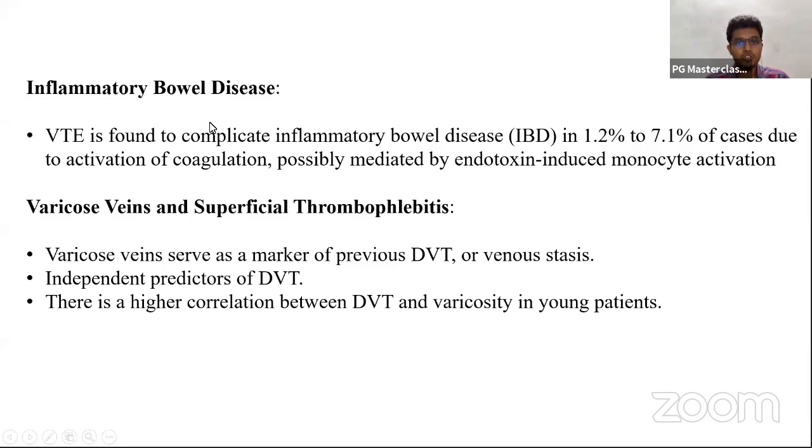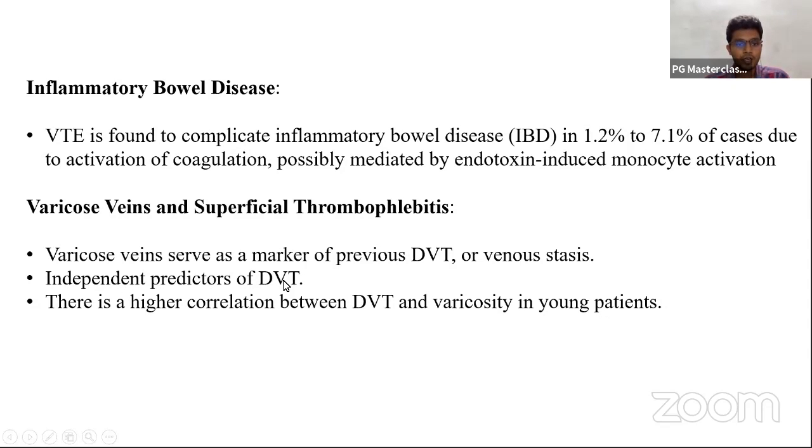Risk of development of deep venous thrombosis in inflammatory bowel disease. Venous thromboembolism is found to complicate IBD in 1.2 to 7.1% of cases due to activation of coagulation, possibly due to endotoxin-induced monocyte activation. Varicose veins and superficial thrombophlebitis. Varicose veins serve as a marker of previous DVTs or venous stasis. Development of superficial varicosity is due to presence of past thrombi, which cause occlusion of flow into the deep veins.